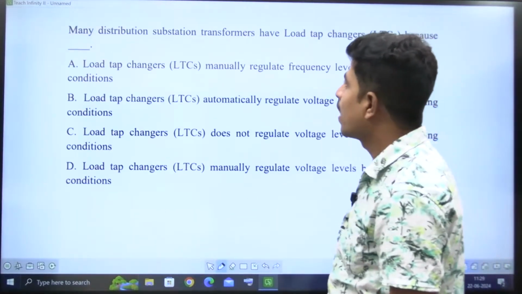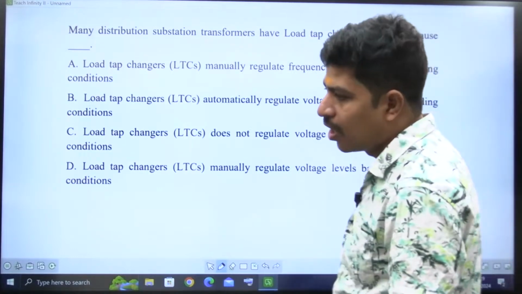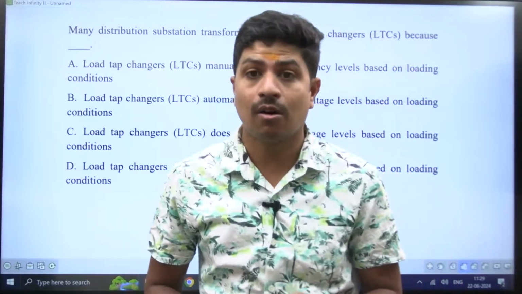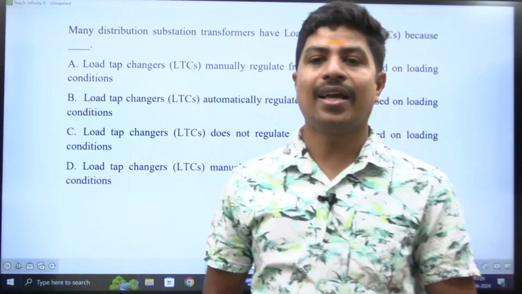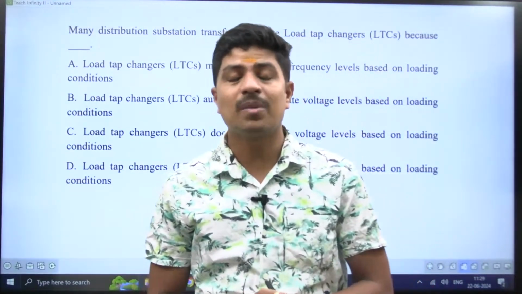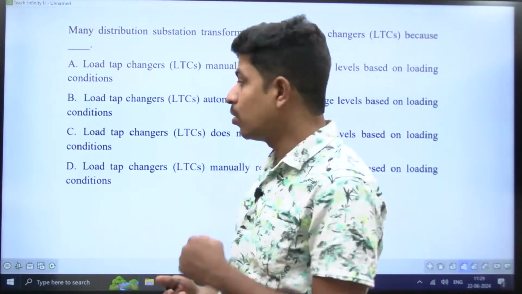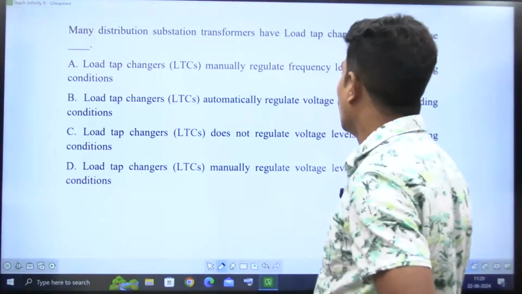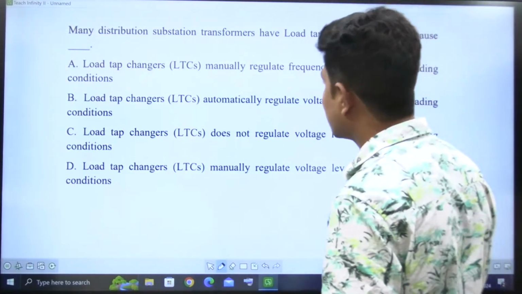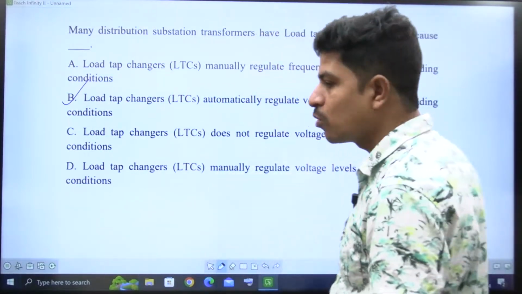Next question. Many distribution transformers have load tap changers. What is the purpose of load tap changing? LTC is to change the voltage automatically when load varies. The purpose is to vary the voltage with respect to load. If load changes, voltage automatically changes. Yes, load tap changers, LTCs, automatically regulate voltage levels based on loading conditions. Option B is perfectly suitable. Very good, Suraj Kumar and Harika.